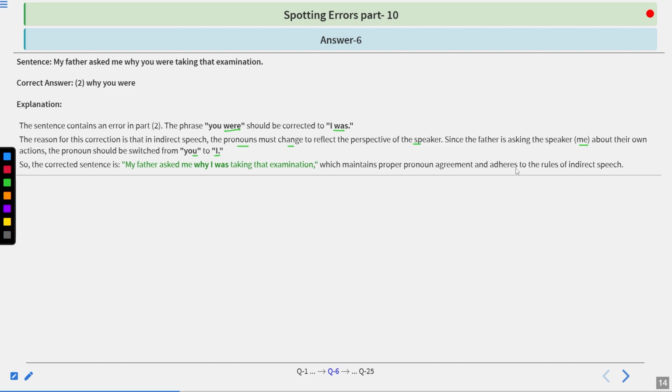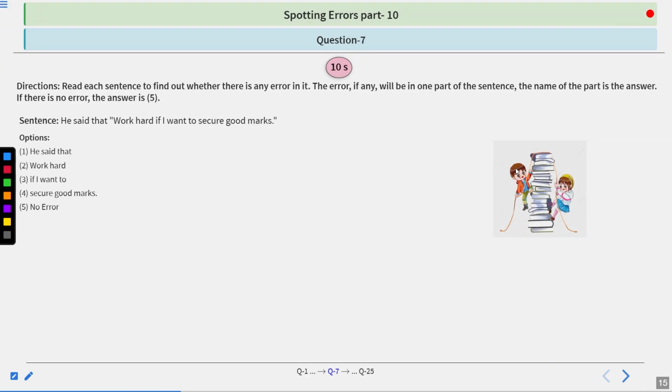Let's move to the next question. The sentence is he said that work hard if I want to secure good marks. Options are given below. You have 10 seconds to spot the error.